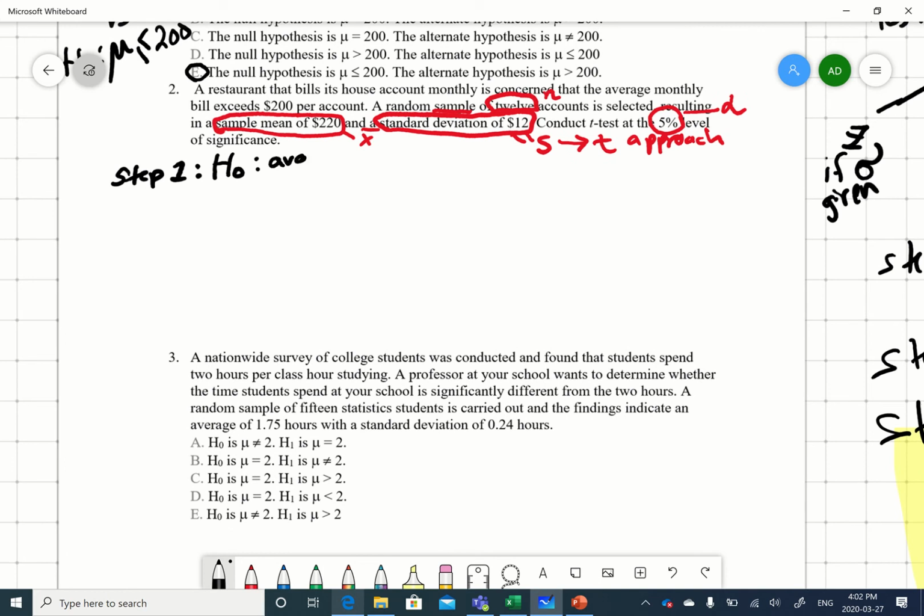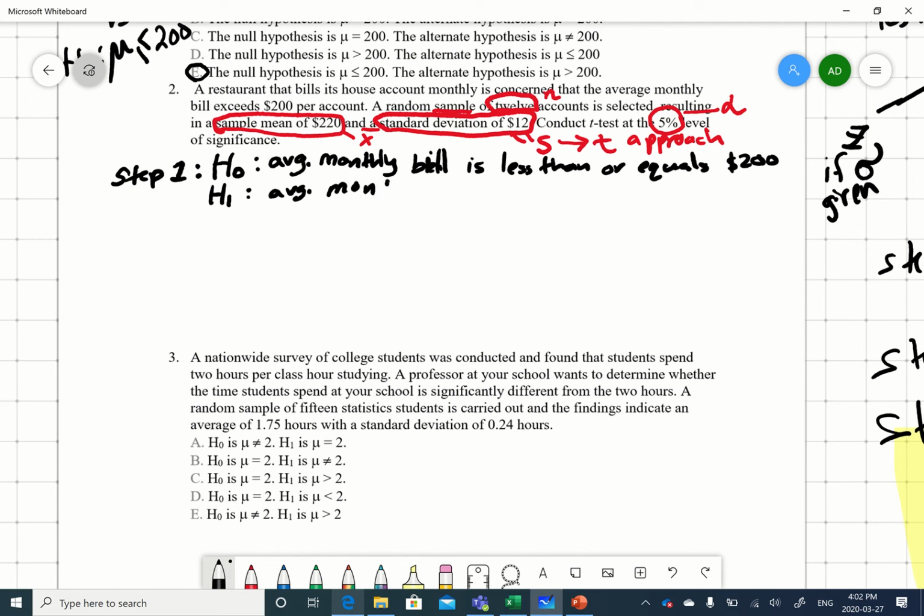The average monthly bill is less than or equals $200. That's your null. And then the alternative: the average monthly bill is more than $200.